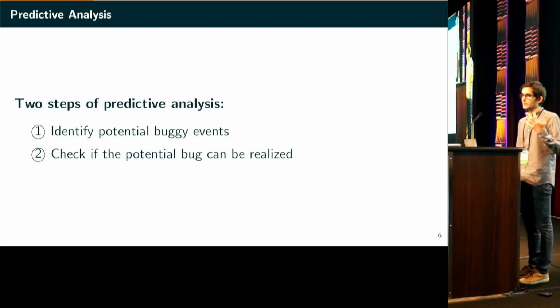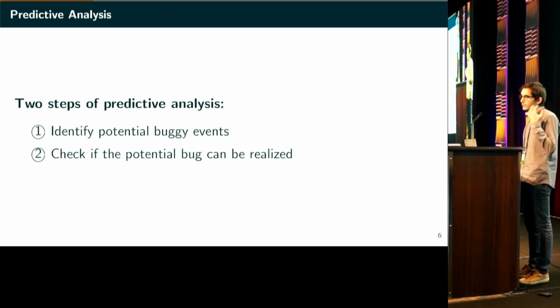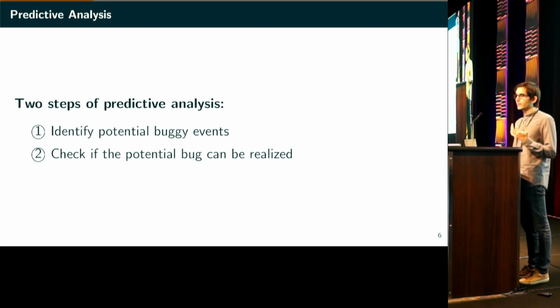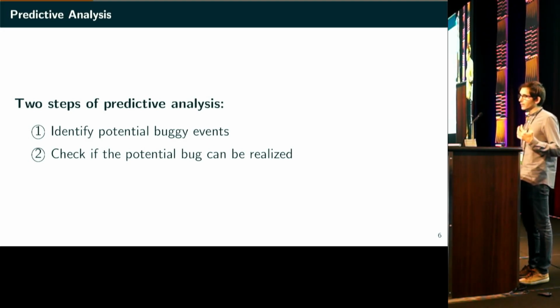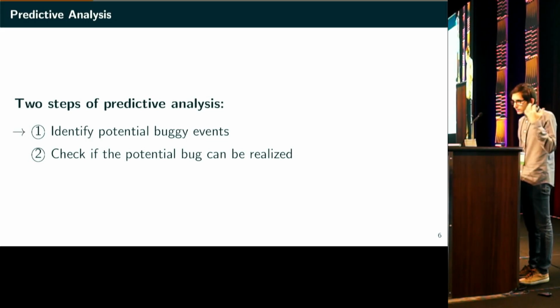When we look at the steps of predictive analysis, there are typically two phases. After we observe an execution, the first step is to find certain events which we deem as potential bugs. And at a later step, we check whether these potential bugs can be real bugs. I will start by discussing what those potential bugs are in the context of deadlocks.